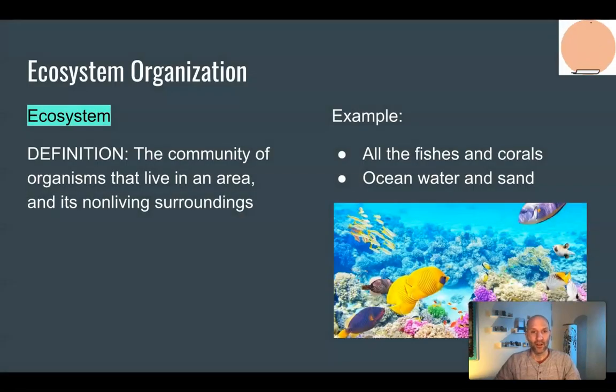The biggest level of organization is an ecosystem. An ecosystem is the community of organisms that live in an area, so all the different populations, and the non-living surroundings. So it is all of the living and non-living parts of an environment. An example here might be all the fishes, so all the different types of fish, and corals. In addition to that, it would be the ocean water and sand. So if you have the fishes, the corals, the water, and the sand, the living parts and the non-living parts all together form an ecosystem.